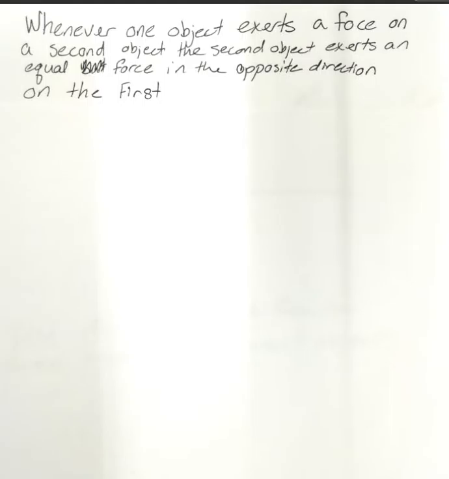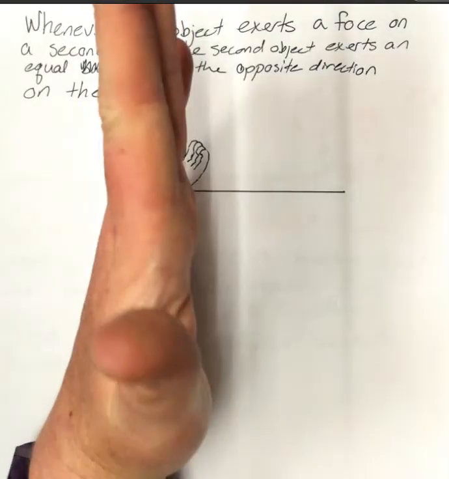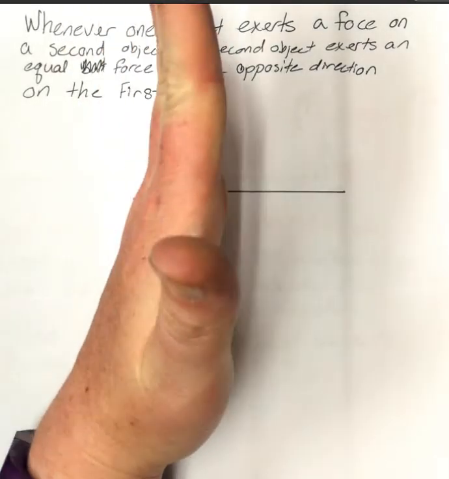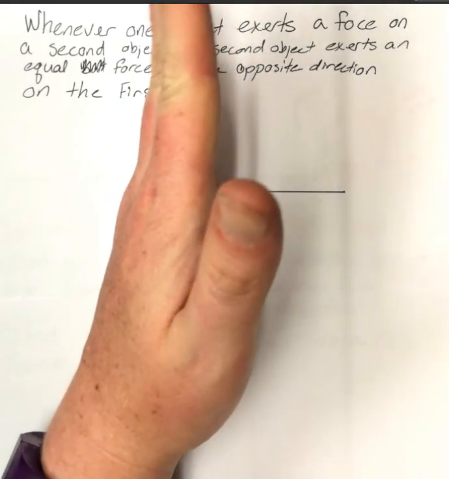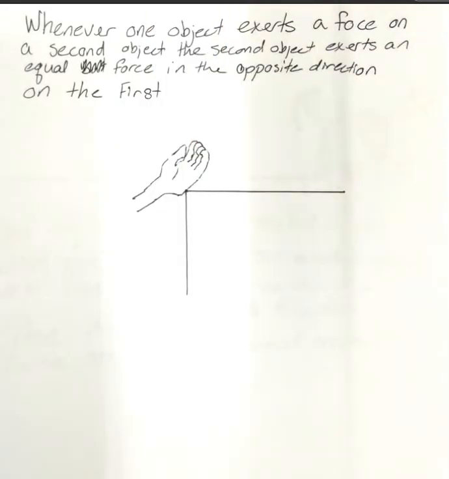When one object exerts a force on a second object, the second object exerts an equal force in the opposite direction on the first. So let's take a really straightforward example. See here we've got a hand and a desk. And so if you take your hand and you apply it to the edge of a desk, you're going to feel something. And what you're going to feel is a force.